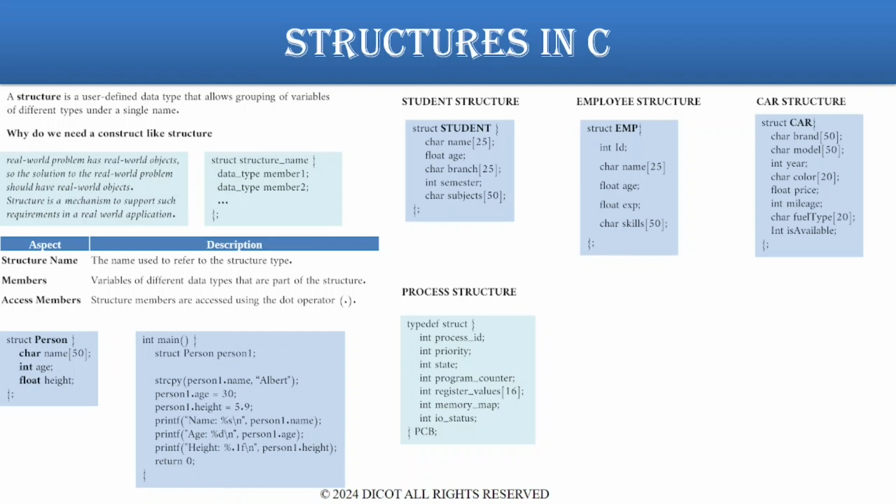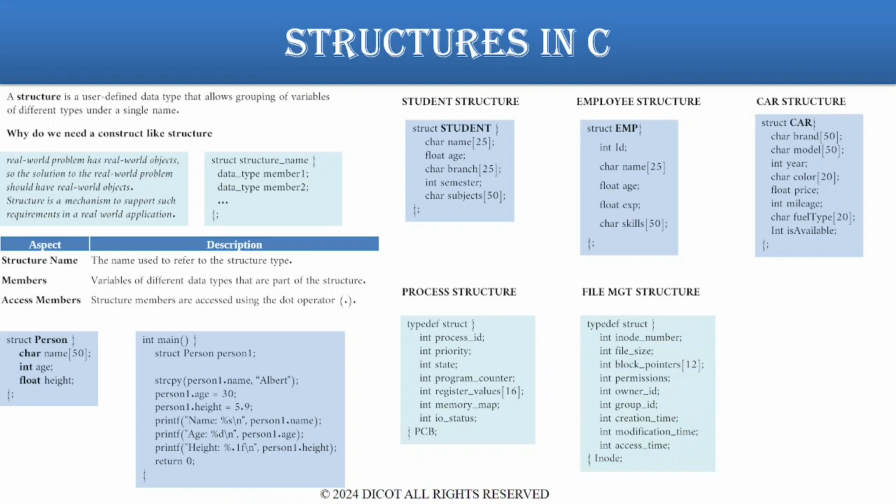Process ID is a unique identifier for the process. Priority: the priority level of the process. State: the current state of the process, such as ready, running, waiting, etc. Program counter: the address of the next instruction to be executed. Register values: the values of the CPU registers. Memory map: information about memory allocation. IO status: status of IO operations. So these members define a structure called process control block.